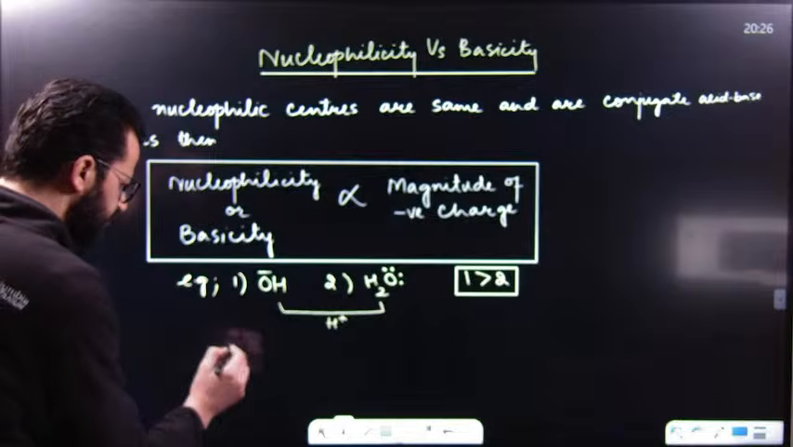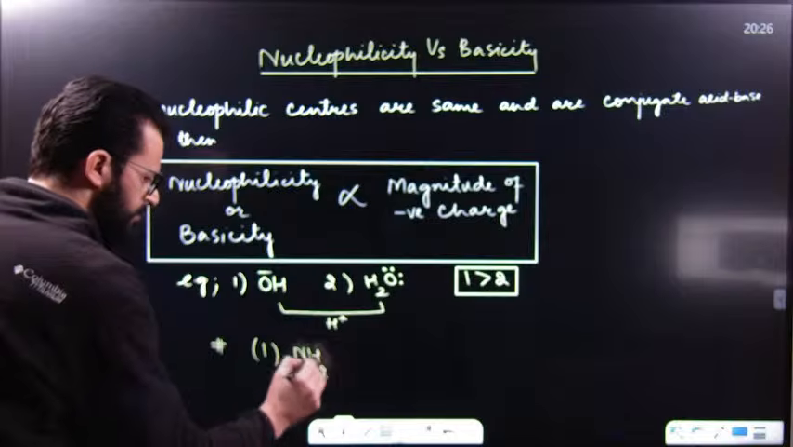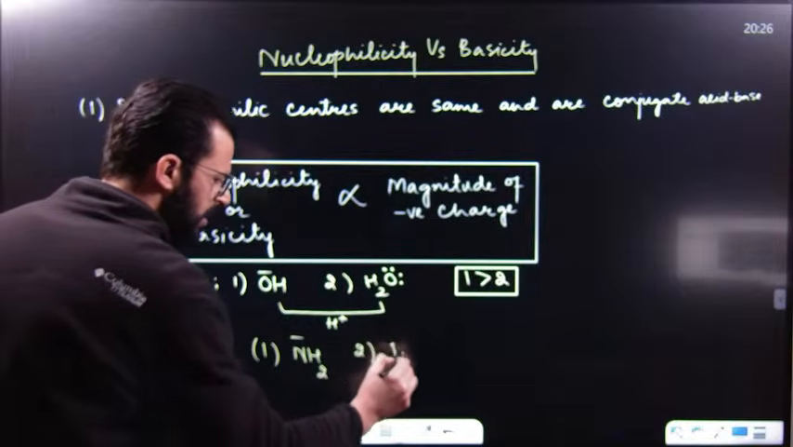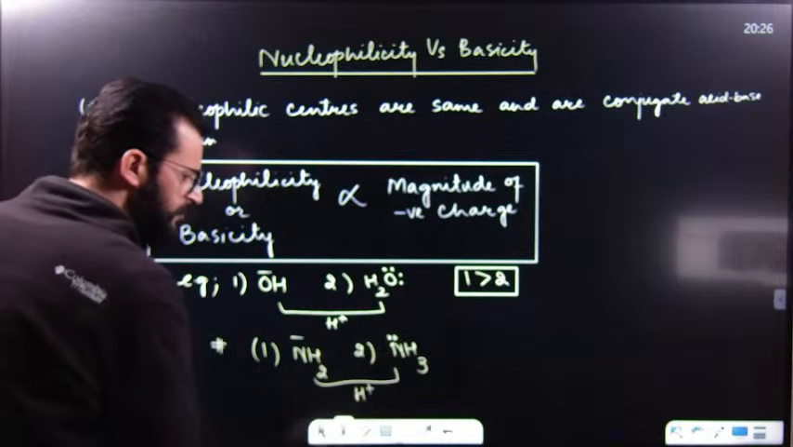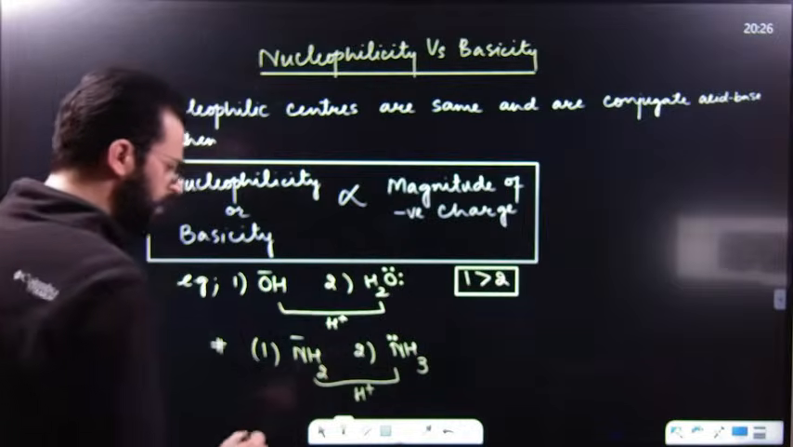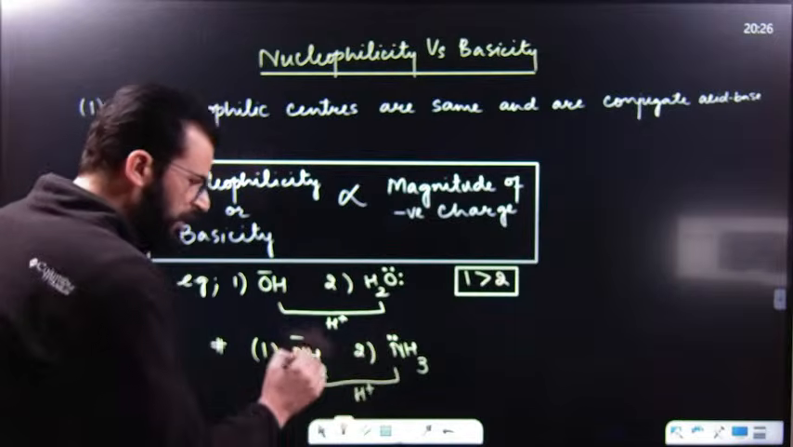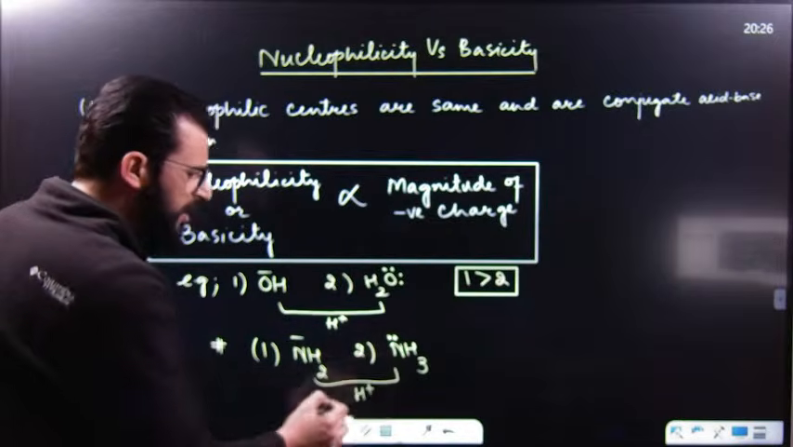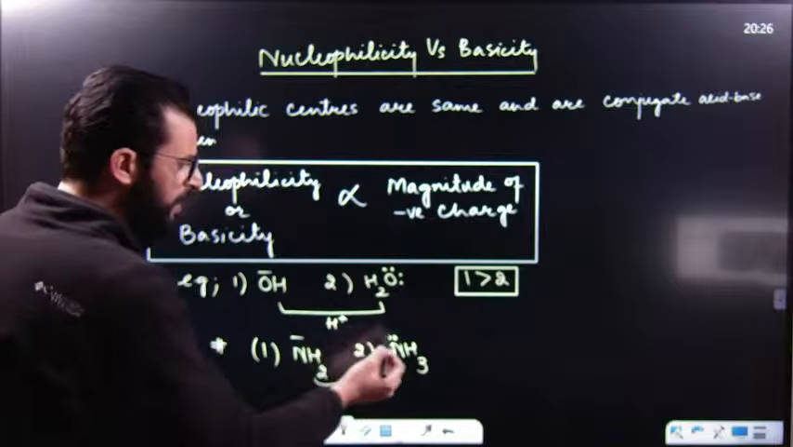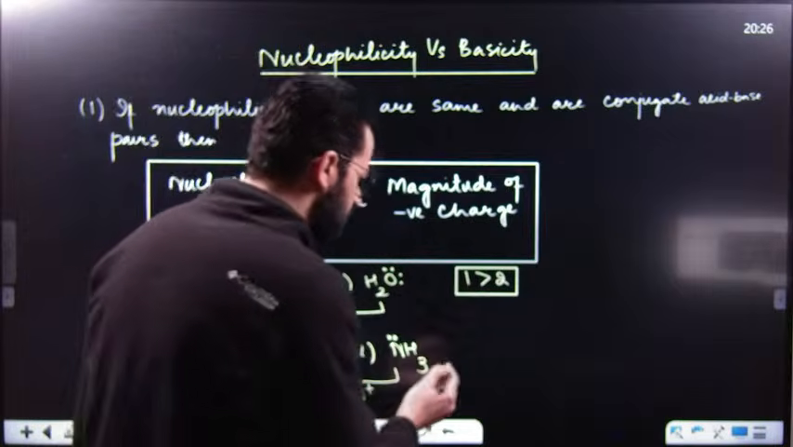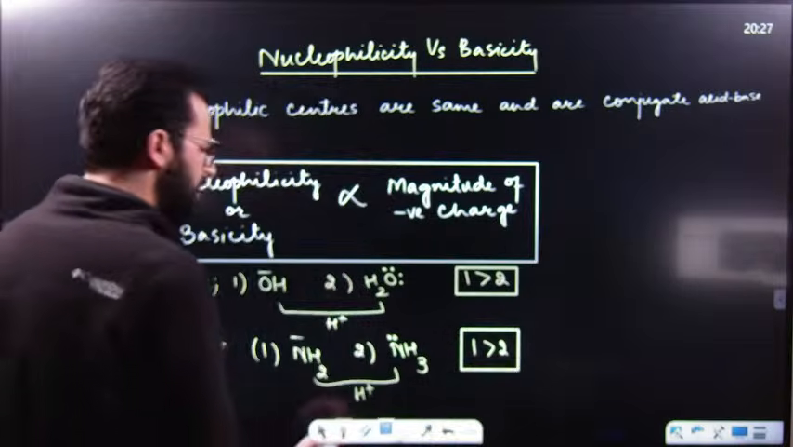Similarly, another example: NH2 having a negative charge and the second one NH3. Both are conjugate acid base pairs and the difference is of a proton. We know conjugate acid base pairs differ by a proton. Here the nucleophilic center is nitrogen, and here also the nucleophilic center is nitrogen. So both have the same nucleophilic center and are conjugate acid base pairs. One is negatively charged, another is a neutral species. Which one among them has more negative charge? It's NH2 minus, so NH2 minus is a stronger nucleophile than NH3.